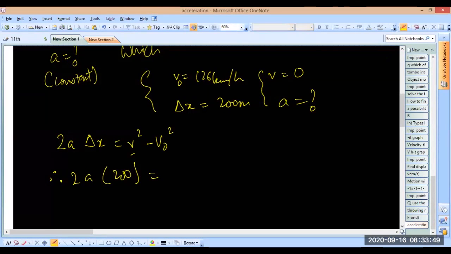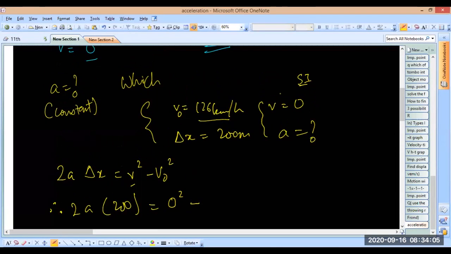Very good. Minus. Now here is where you have to be careful. Look here, everybody. V0 is 126 kilometer per hour. We don't like that. We use SI units. This is not an SI unit, right? So we have to convert.